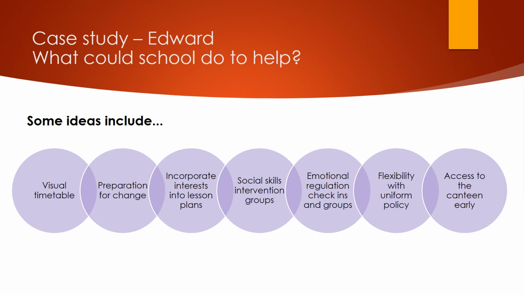Edward would also benefit from social skills intervention groups in school to help him learn to share and take turns. He might benefit from work on his emotional regulation to help him develop effective coping strategies. He would also benefit from staff having a flexible attitude to his uniform so that he's better able to focus on his work if he's not having to wear something that's really uncomfortable. He could also be given a pass to access the canteen 10 minutes sooner than the other children so that he doesn't feel overwhelmed by smells and tastes and noises going on in the canteen.